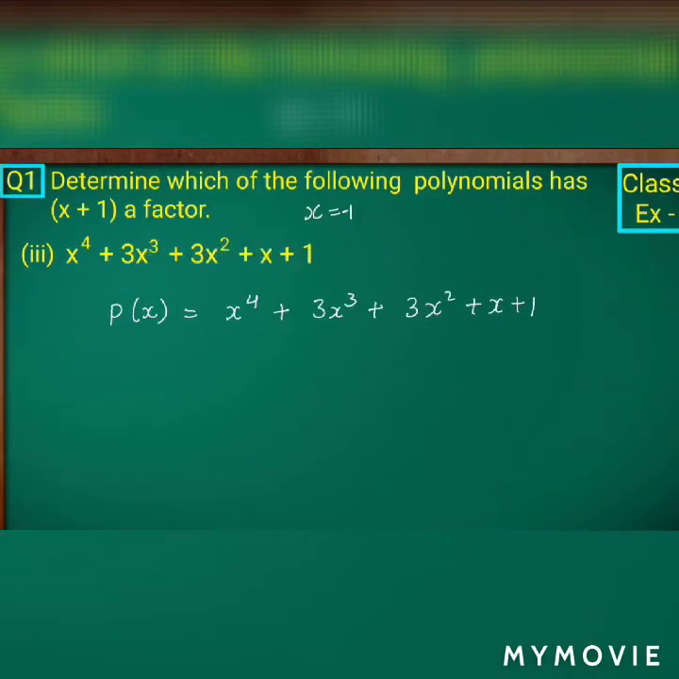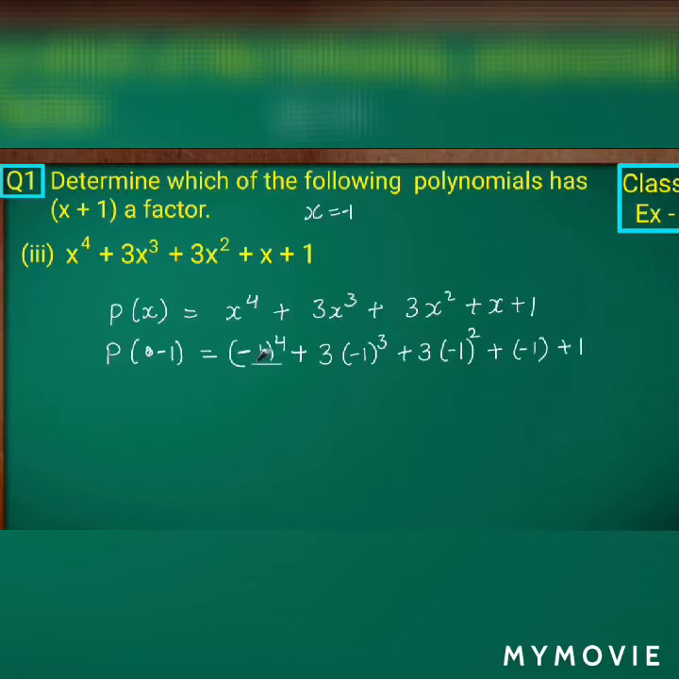Now we'll take the third one, that is x power 4 plus 3x cube plus 3x square plus x plus 1. Already we know the value of x, isn't it? We'll just substitute the value of x in the given polynomial. P of minus 1 is equal to minus 1 whole power 4 plus 3 into minus 1 whole power 3 plus 3 into minus 1 whole square plus minus 1 plus 1.